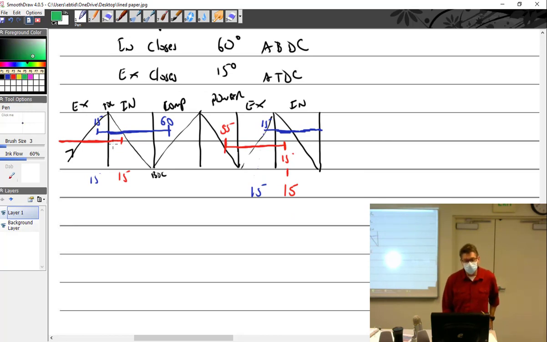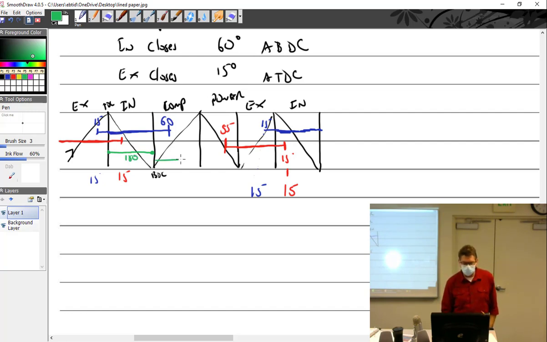How many degrees of crankshaft rotation is the entire intake valve open? Intake stroke, from right here to right here. How many degrees is that of crankshaft travel? Well, how many degrees of crankshaft rotation does it take? 720 to do how many strokes? 4. So there's 4 strokes, 720 degrees. So how many degrees for each stroke? 180.